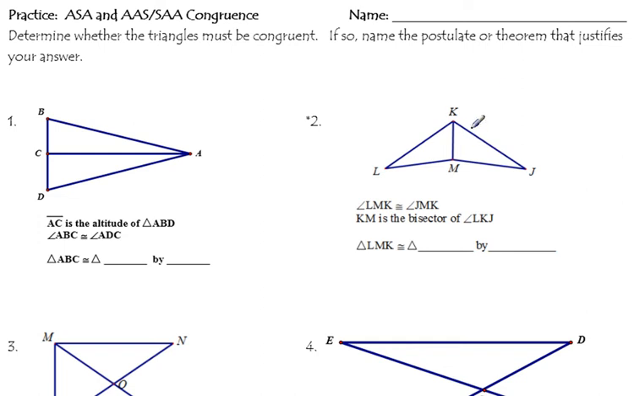Okay, number 2. First, we want to determine whether the triangles are congruent. If so, we're going to name the postulate or theorem, and we're going to do a congruency statement. So the first thing I do is I mark my shared side, always, every time I see it.